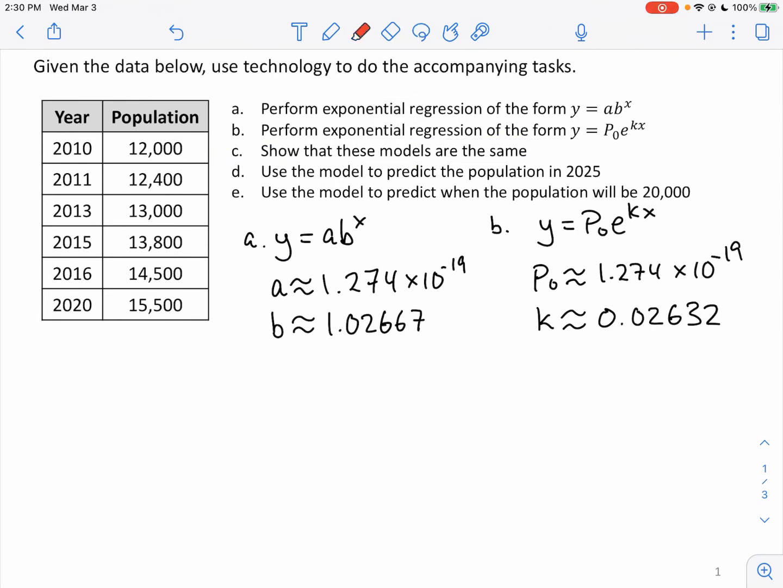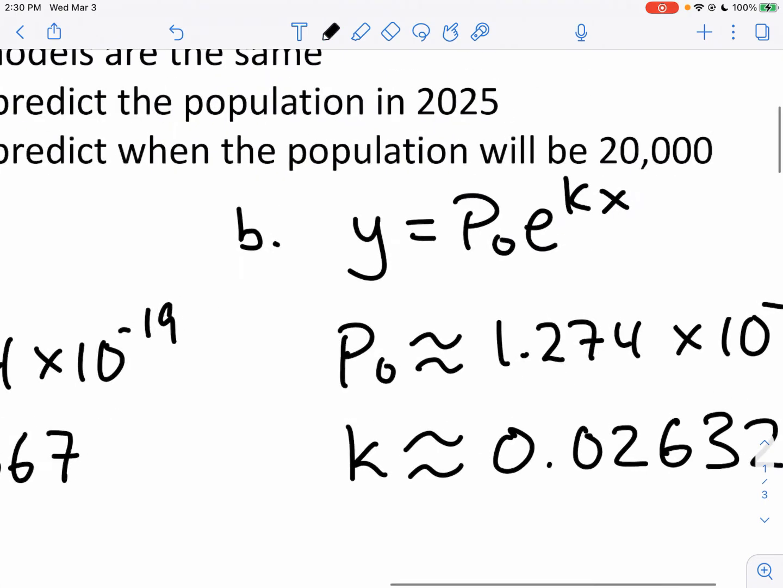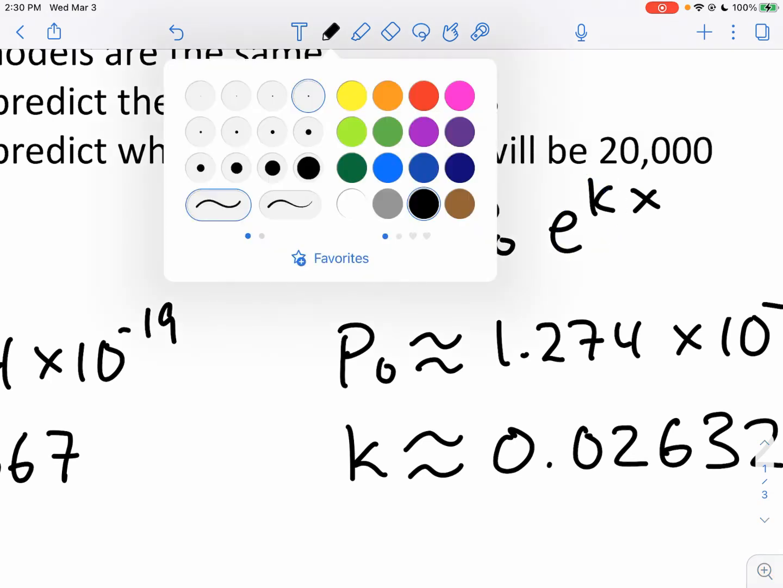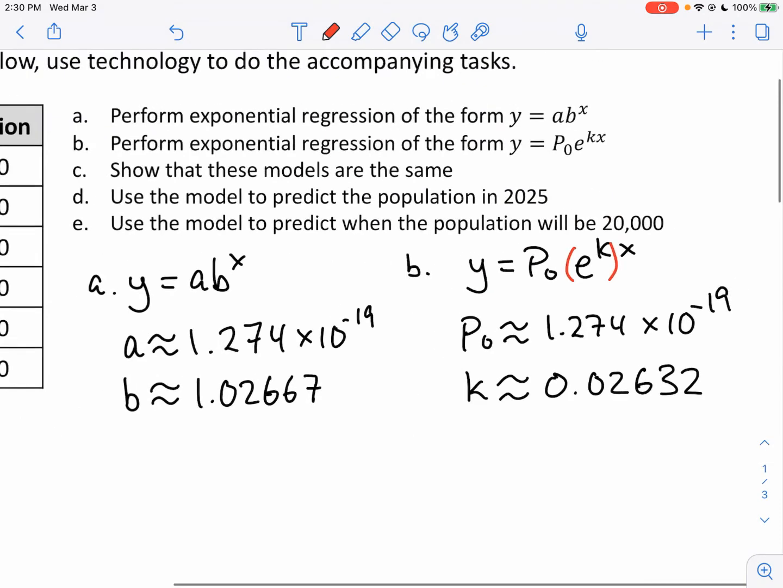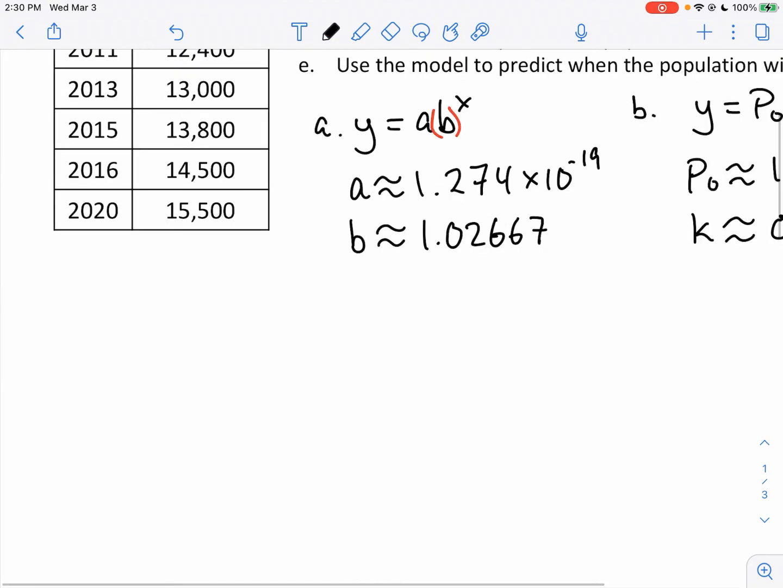In order to do that, if you take this model here, you can effectively think of e to the kx as e to the k and then raised to the x. So to show that these two models are the same, we just have to show that e to the k and b are the same thing. The p naught and the a are already the same thing. We've got to show that the b and the e to the k. Let's put it here, part C. We need to show that b is equal to e to the k to show that these models are in fact the same.